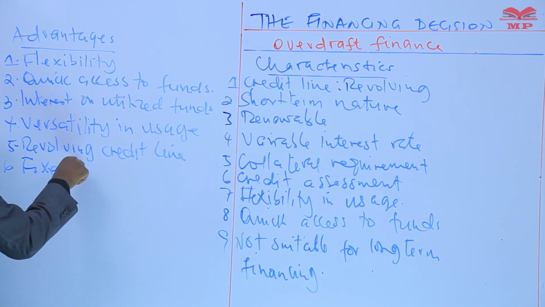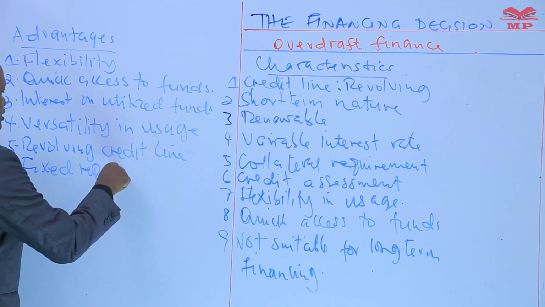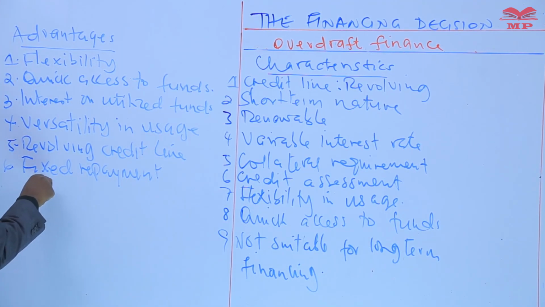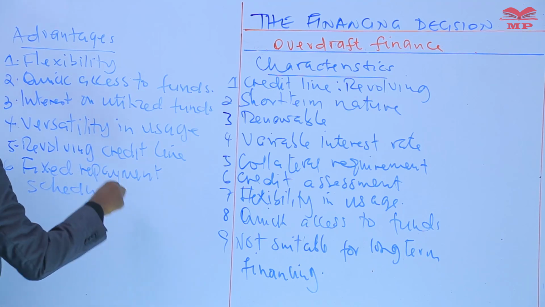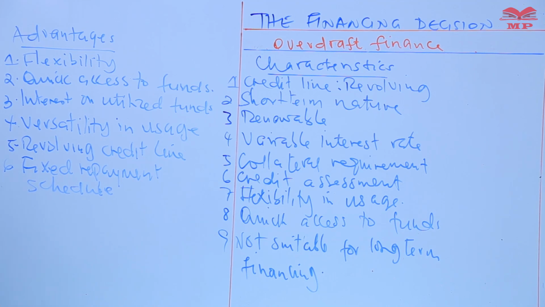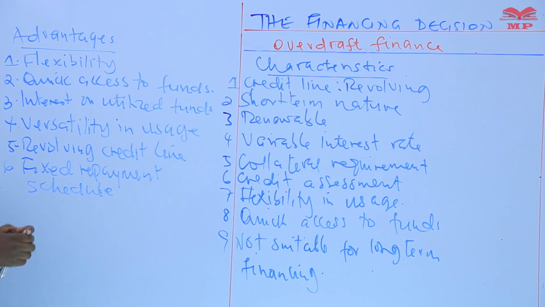Fixed repayment schedule. Now, unlike term loans, overdrafts typically do not have a fixed repayment schedule. Repayments are made as and when funds are deposited into the business account.